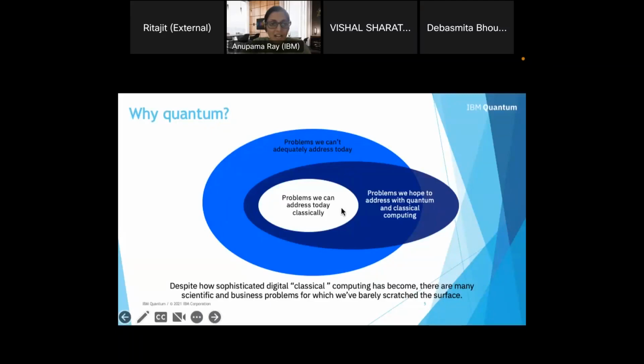But then this dark blue area, it's most interesting. So here are problems which we see that quantum computers can address, right? So quantum computing is not a powerful hammer. It's not just a bigger hammer for any nail, right? There are problems which quantum computers don't do well.